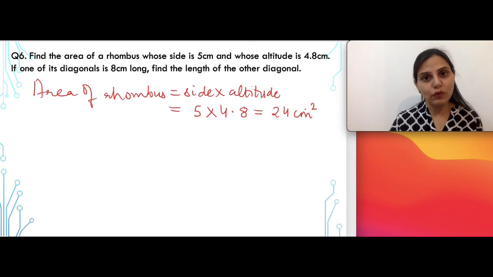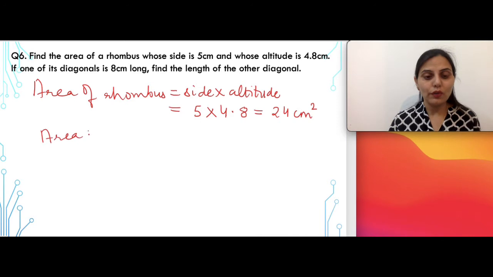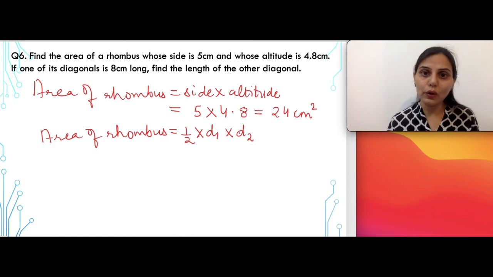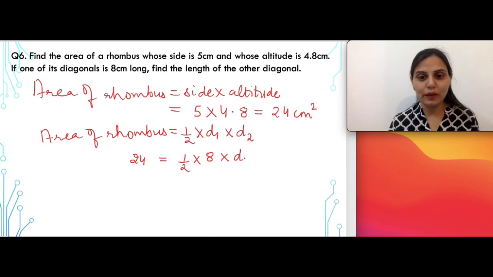Also, there is one more formula for area of a rhombus. Let's apply that also. Area of rhombus can also be calculated with the help of diagonals, and the formula for that is 1 upon 2 multiplied by length of diagonal 1 multiplied by length of diagonal 2. Now, if you read the question carefully, one of the lengths of diagonals is given to you, the other one is missing, which we need to calculate. Let's substitute the value of area of rhombus, which is 24 as calculated above, is equal to 1 upon 2 multiplied by length of one diagonal, which is 8 centimeters, multiplied by d2.